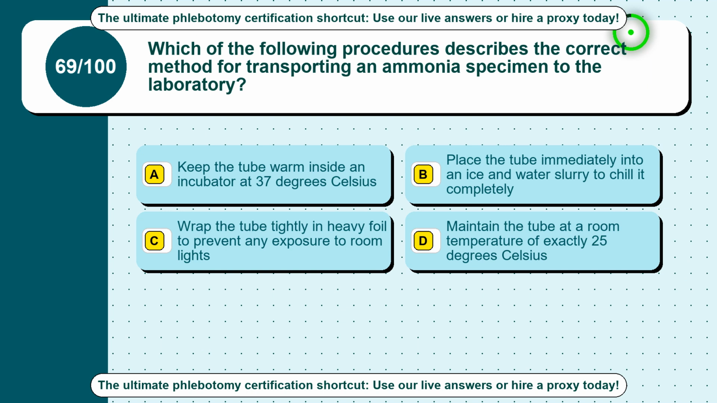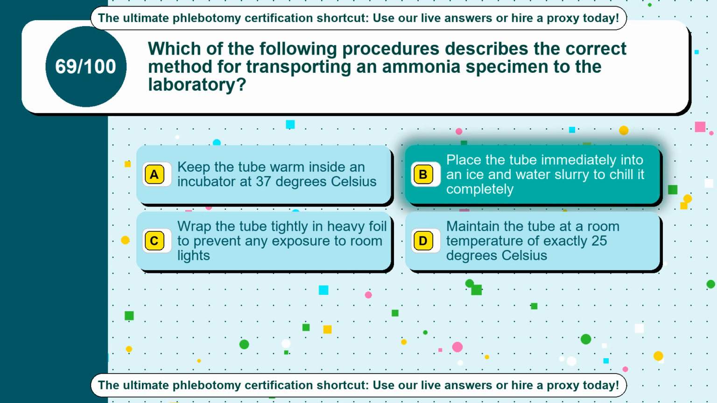Question 69. Which of the following procedures describes the correct method for transporting an ammonia specimen to the laboratory? Option A, keep the tube warm inside an incubator at 37 degrees Celsius. Option B, place the tube immediately into an ice and water slurry to chill it completely. Option C, wrap the tube tightly in heavy foil to prevent any exposure to room lights. Option D, maintain the tube at a room temperature of exactly 25 degrees Celsius. The correct answer is option B. Place the tube immediately into an ice and water slurry to chill it completely.